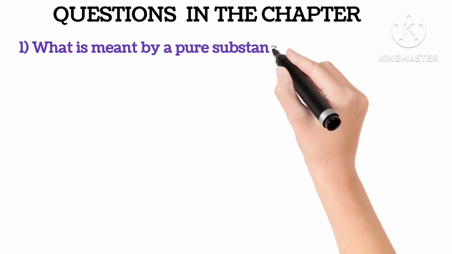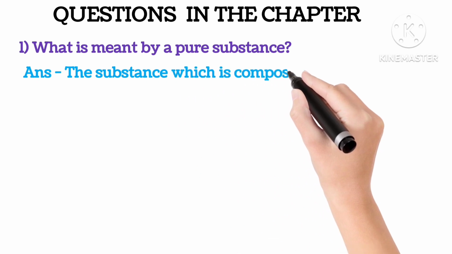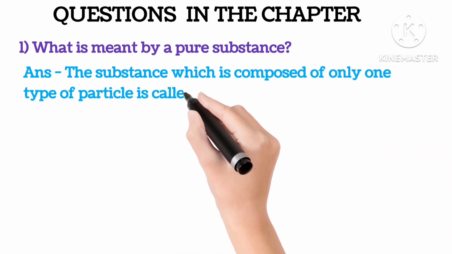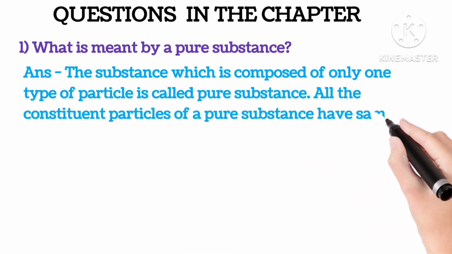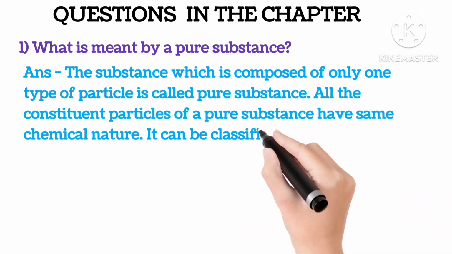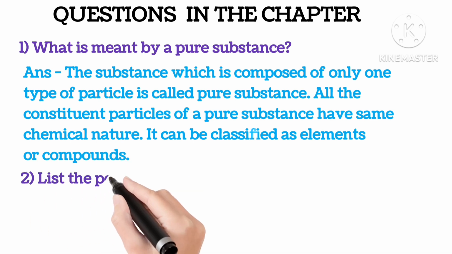What is meant by pure substance? The substance which is composed of only one type of particle is called pure substance. All the constituent particles of a pure substance have the same chemical nature. It can be classified as elements or compounds.